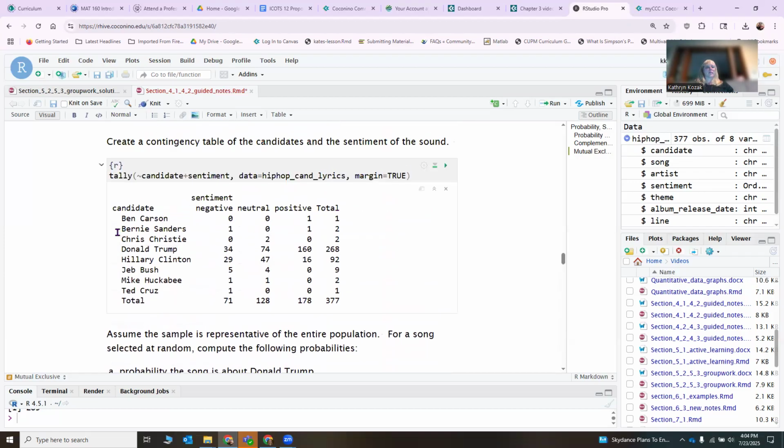I cannot get a song that's about those two candidates at the same time. But I also can't get a song about Ben Carson and be neutral at the same time. I can't even get a song about Ben Carson and be negative at the same time. Bernie Sanders, I can't get a neutral song about him. Chris Christie, I can't get a positive song or a negative song about him. Jeb Bush, I can't get a positive song. Mike Huckabee, I can't get a negative song. Ted Cruz, I can't get a neutral or a positive song. Sorry, Mike Huckabee was negative. I'm positive. So those are all mutually exclusive events.